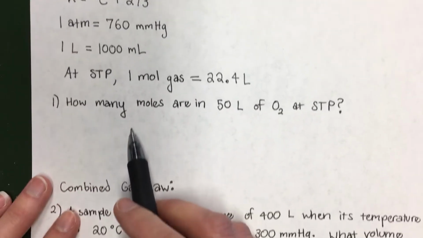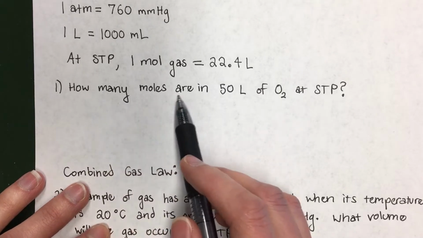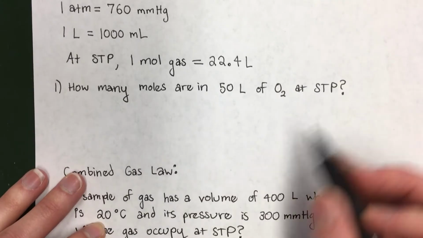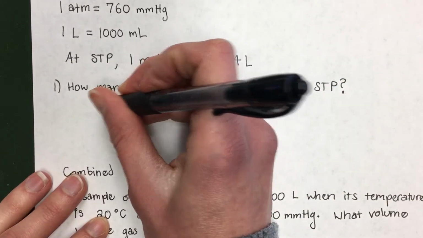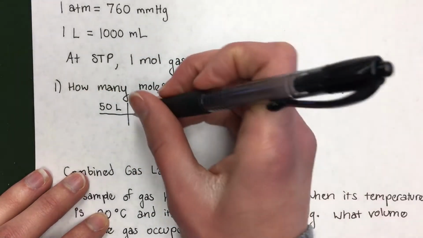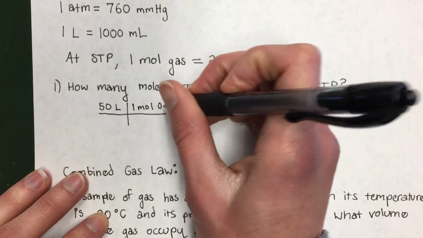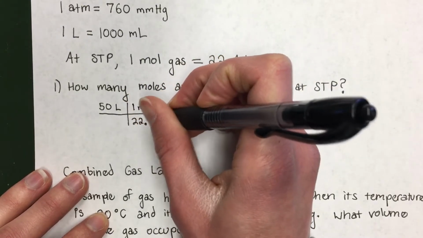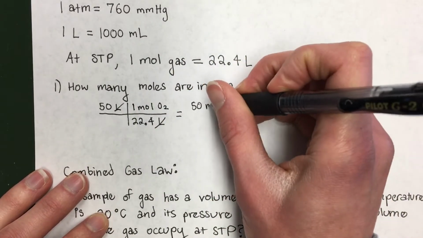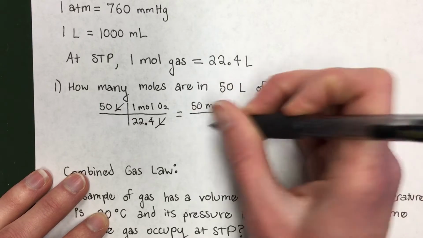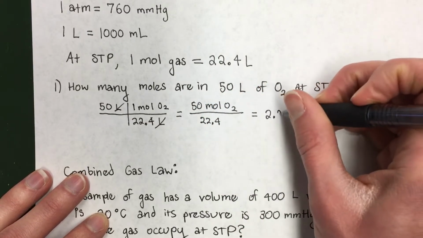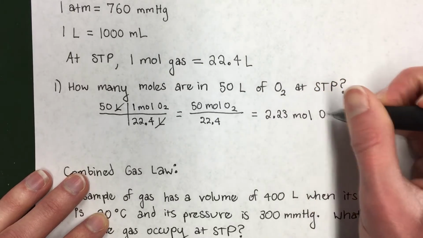It can help us solve this problem down here, which says how many moles are in 50 liters of oxygen, which is a gas, at STP. So since we're at STP, we can just go 50 liters, make a conversion grid, and then we know 1 mole of O2 would take up 22.4 liters at STP. Then just cross that out. We have 50 moles of O2 divided by 22.4, and that will give me 2.23 moles of O2.